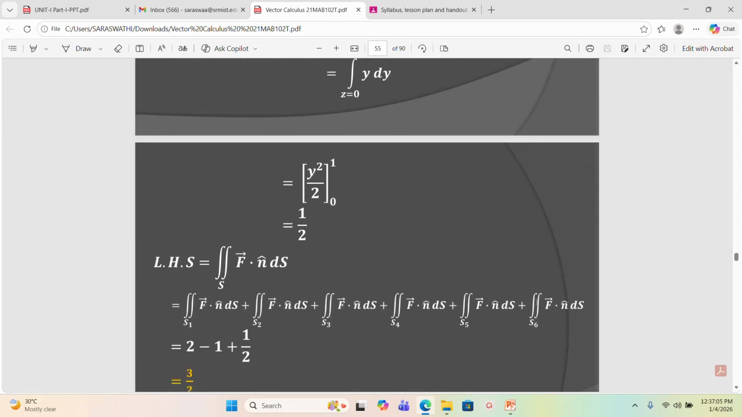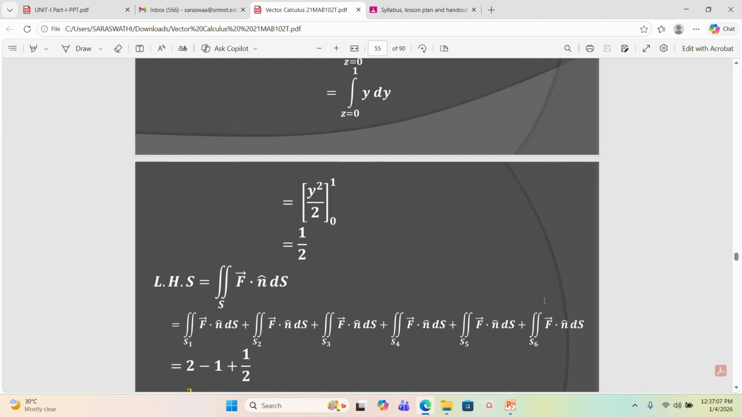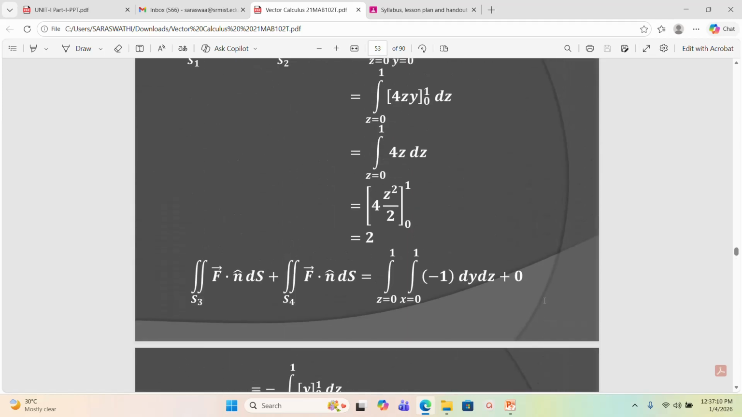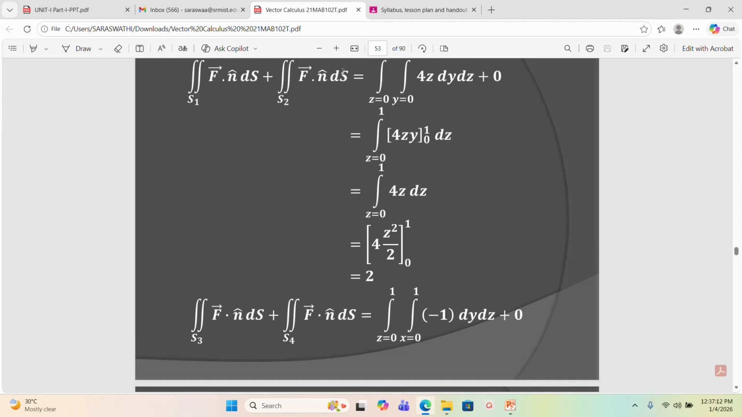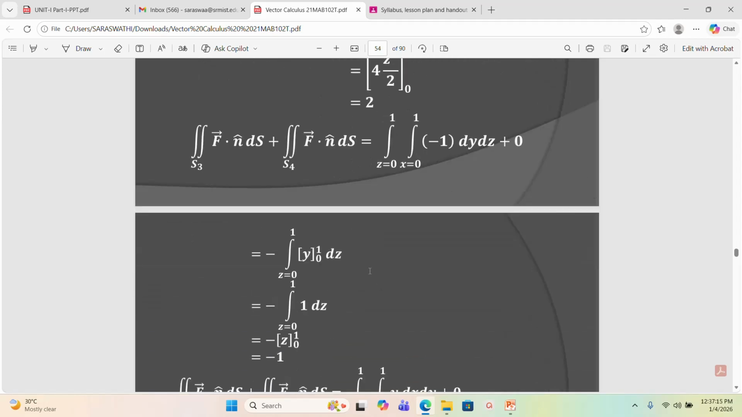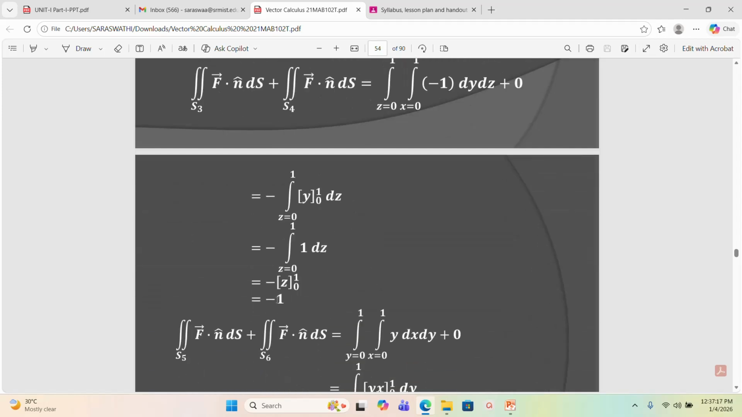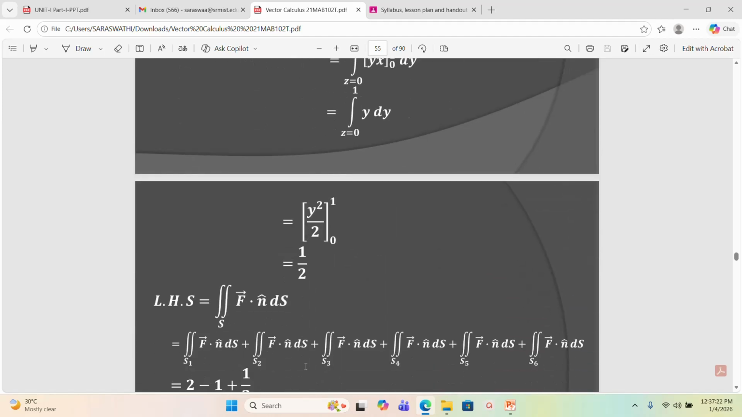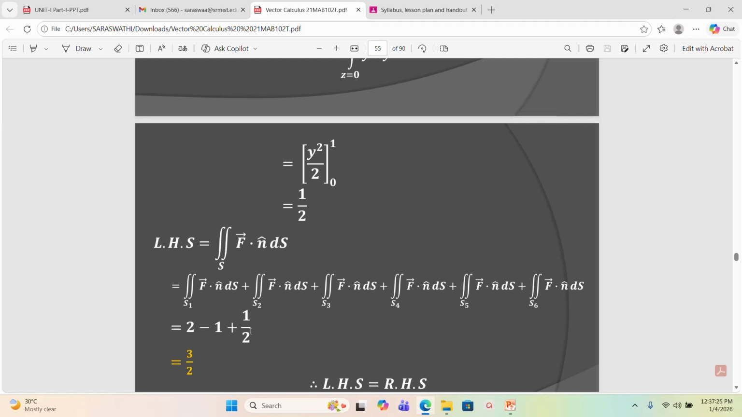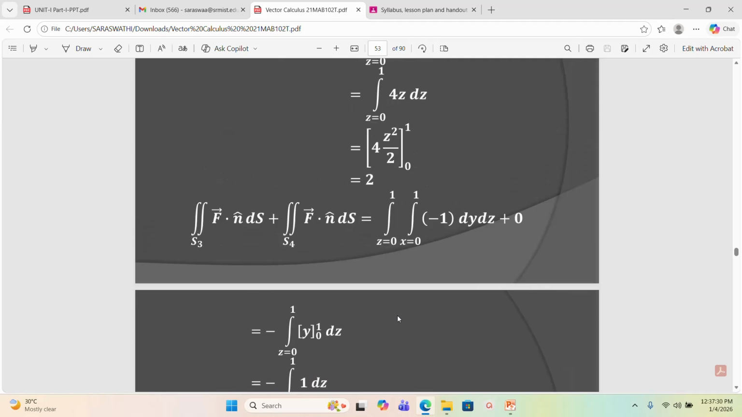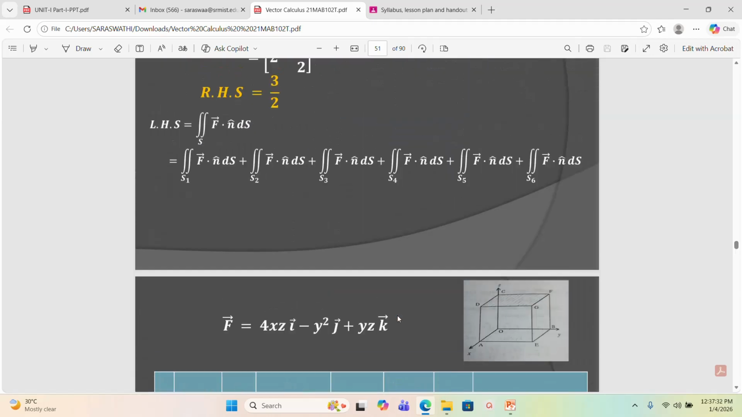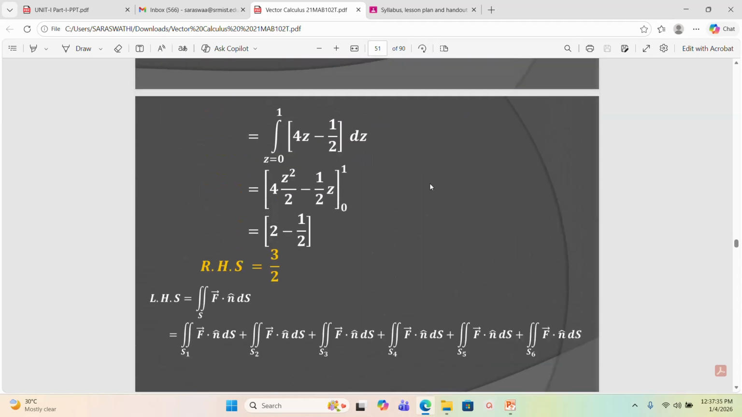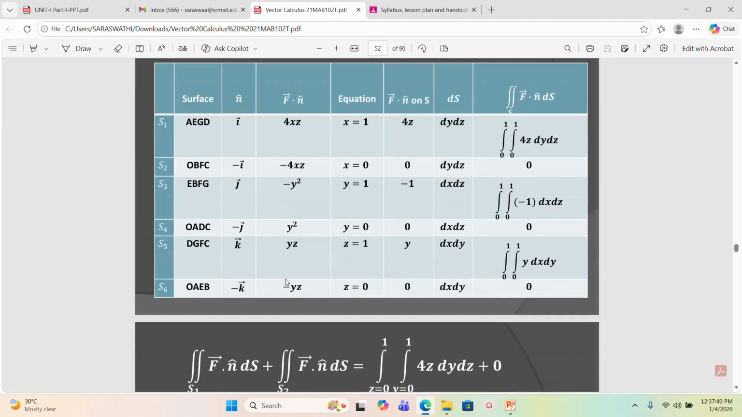And for the sixth surface it is 0. Now we can enter all the answers. For the first two faces the answer is 2, the next three surfaces give minus 1, and the last two surfaces give plus 1 by 2. So 2 minus 1 plus 1 by 2 is equal to 1 plus 1 by 2, equal to 3 by 2. For the right hand side, we already proved that the triple integration volume is also 3 by 2. Hence LHS equals RHS.